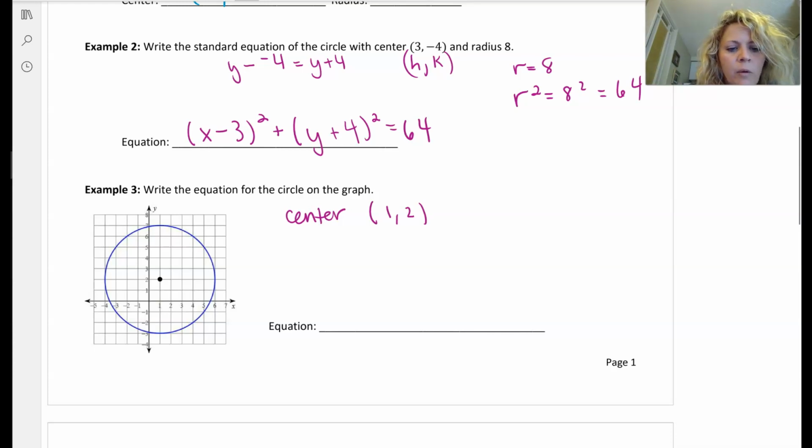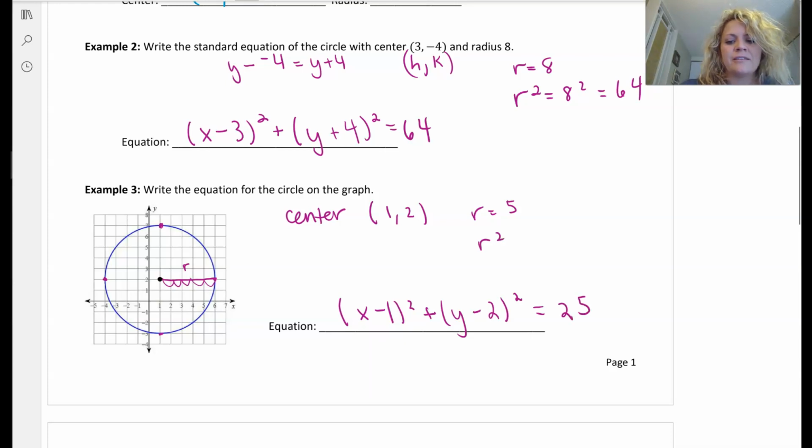And to figure out the radius, we want to pick a point that's either directly above the center, below the center, to the left, or to the right, because we don't want to have to try to use the Pythagorean theorem here. If I pick any of those, they should all be the same distance from the center. If I just count over 1, 2, 3, 4, 5, my radius is 5. So for my equation, it will be x minus 1 squared plus y minus 2 squared equals 5 squared, which I'm actually just going to write as 25. So don't forget to square that radius. It's a common thing people forget.